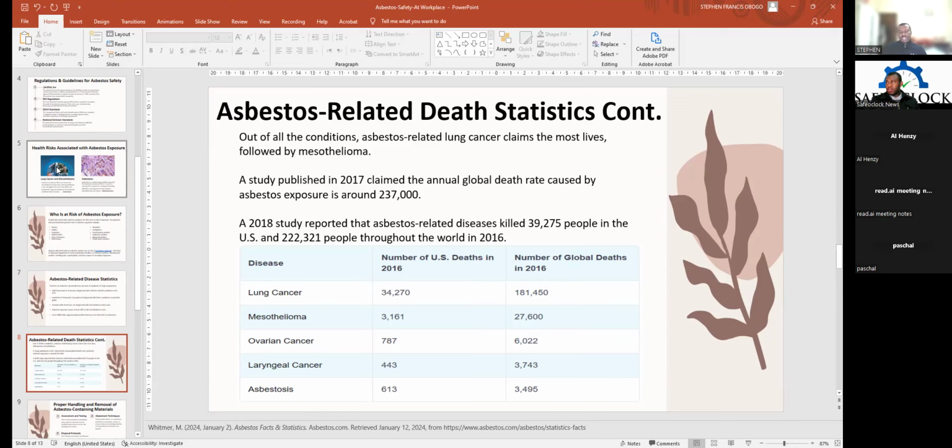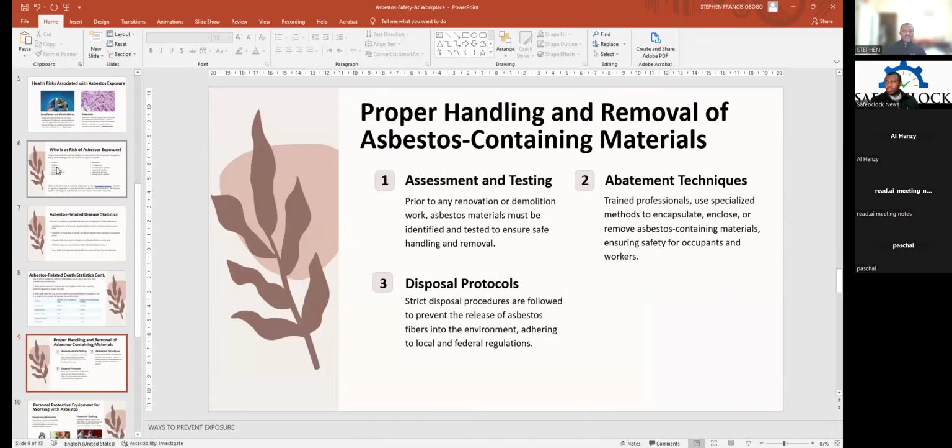The table can show us the breakdown of the different categories and the number of deaths in the United States and globally, in terms of lung cancer, mesothelioma, ovarian cancer, laryngeal cancer, and asbestosis.